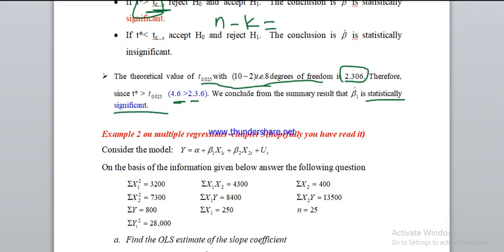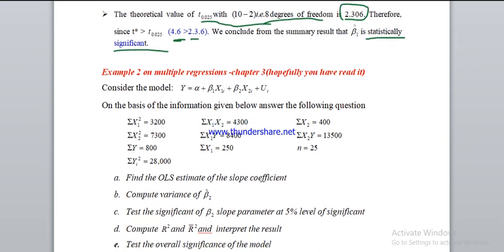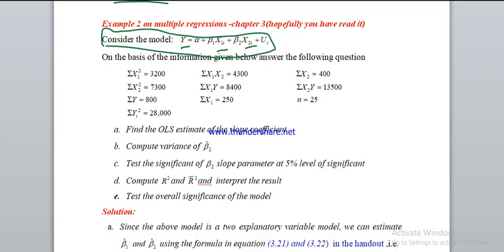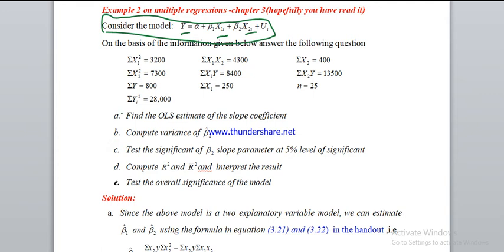Let us also see one example on multiple regression, chapter 2. Hopefully you have read this chapter. Consider this information. The information given here is the case of multiple regression when there are two independent variables that affect our dependent variable y. Based on this information, the first question is find the estimates of the slope coefficients, beta 1 and beta 2.